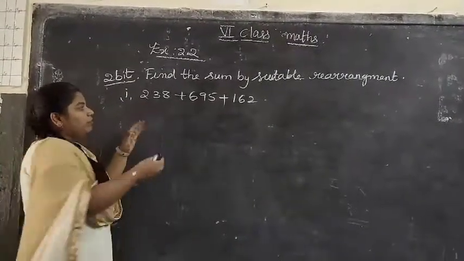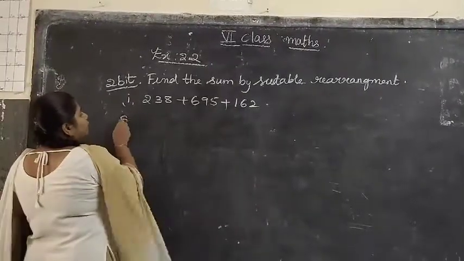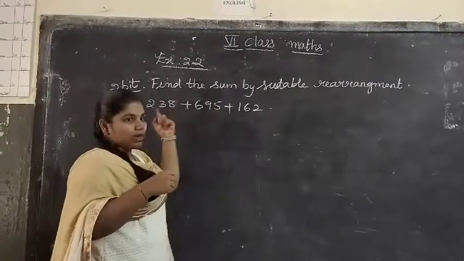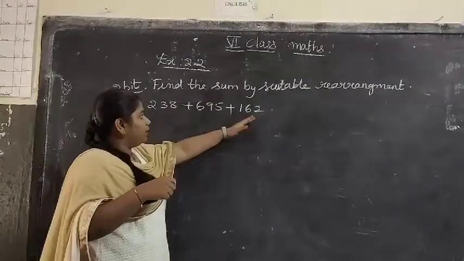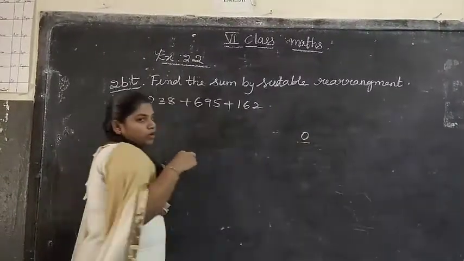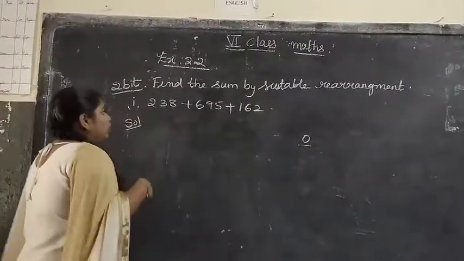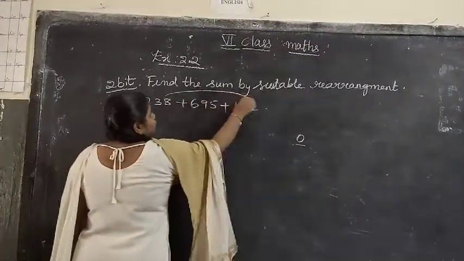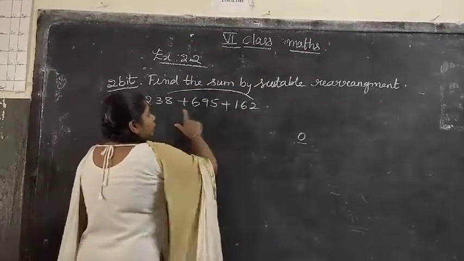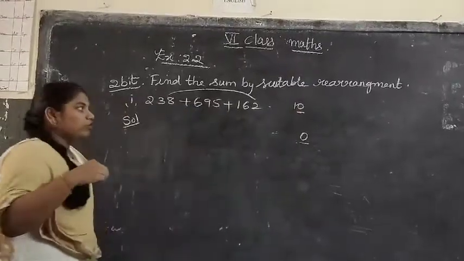So what we have to do is rearrange the terms. So how to rearrange the terms? We have to rearrange so that if you add any 2 whole numbers, the units place should be equal to 0. Now you see here, 8 plus 2. I am taking only the units place. 8 plus 2 is how much? 10. So you got the units place as 0. So what we have to do?